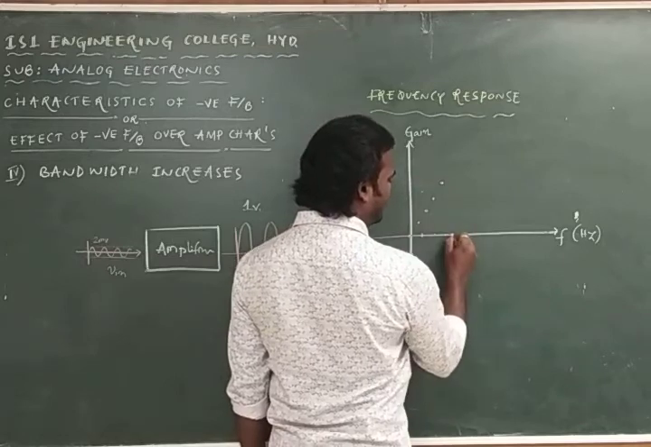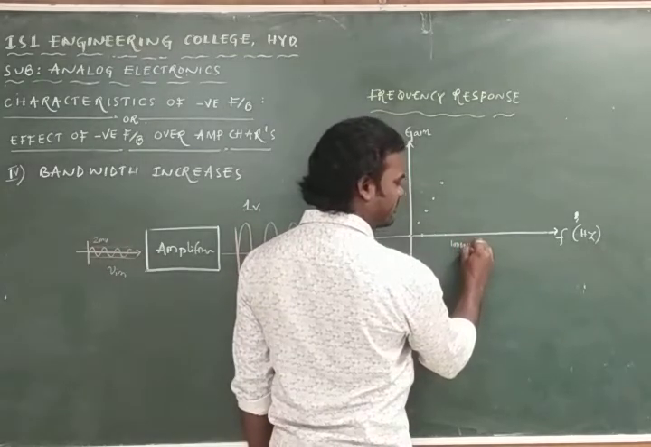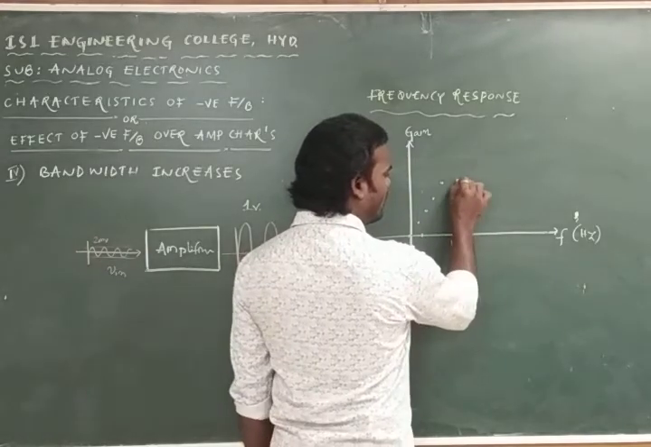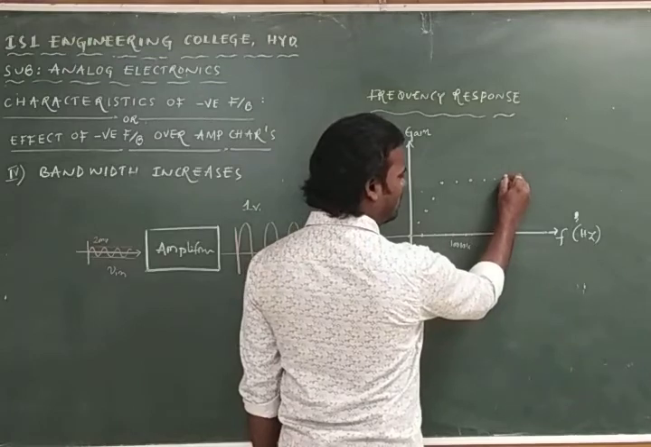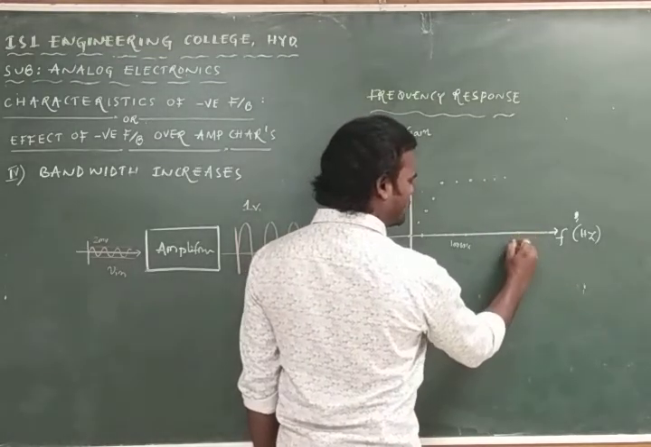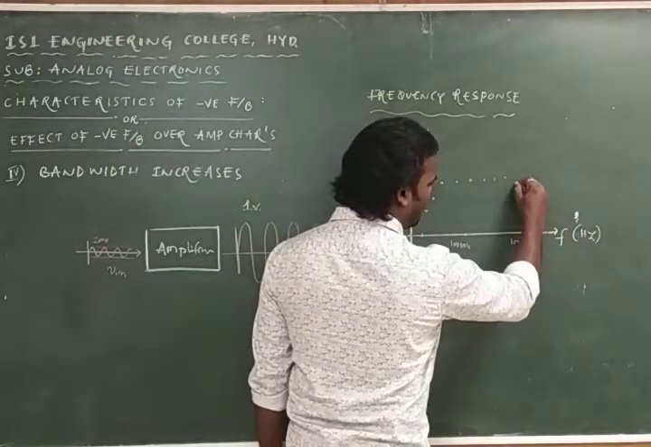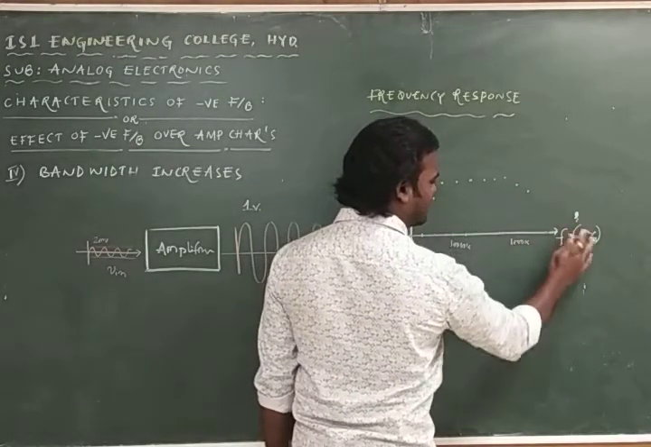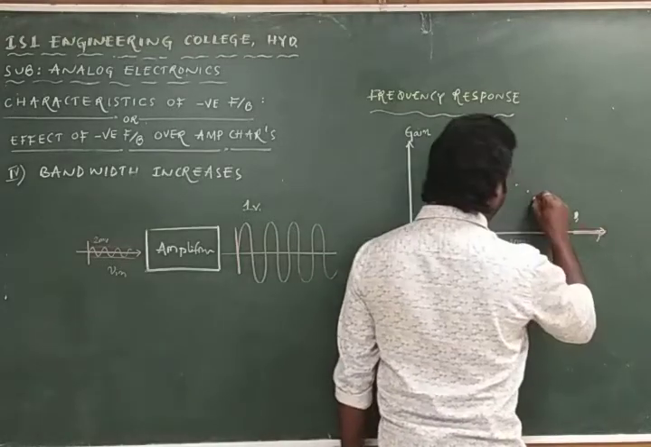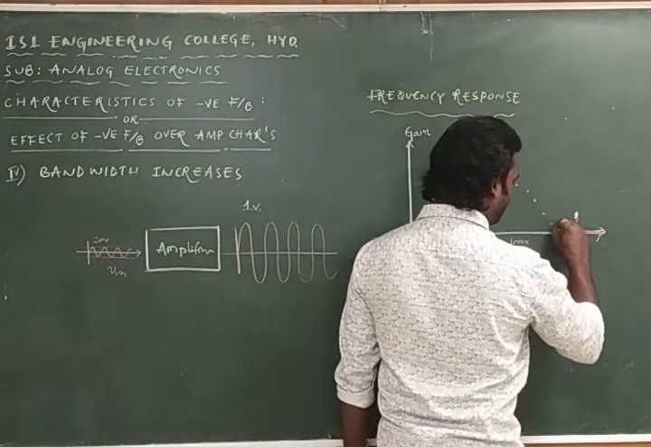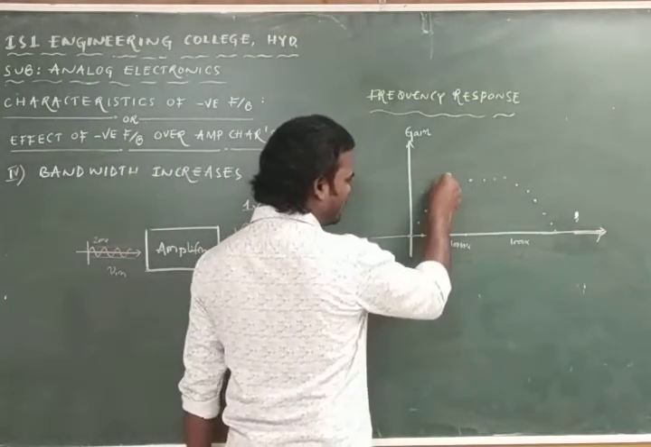At 100 kilohertz it is maximum. At 200 again maximum only, and 300 maximum up to 1000 kilohertz. From 1000 onwards, if I increase the frequency, gain is also decreasing. Are you with me? Yes. This is frequency, so as the frequency increases, we have to plot the graph now.